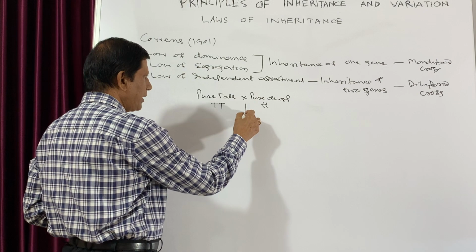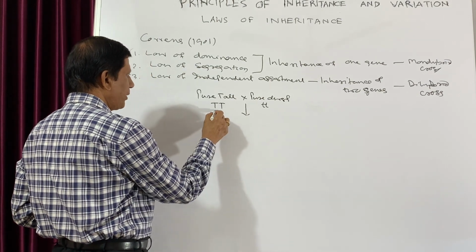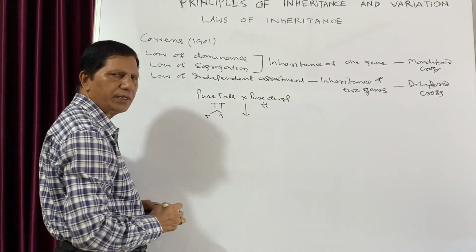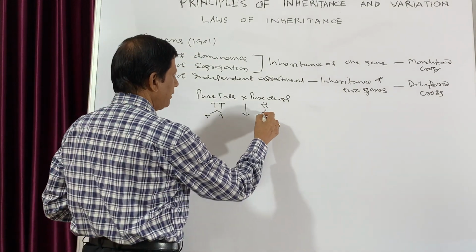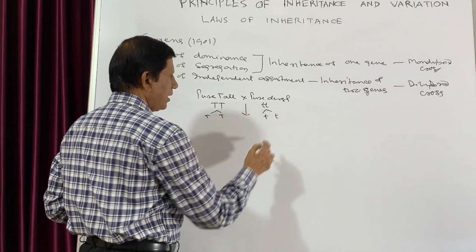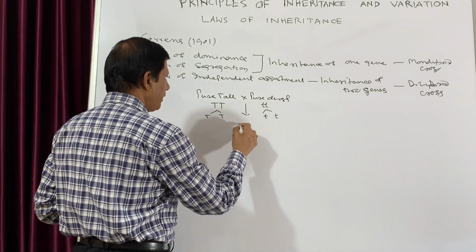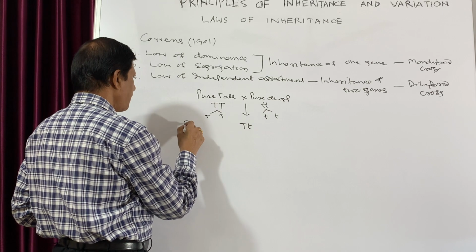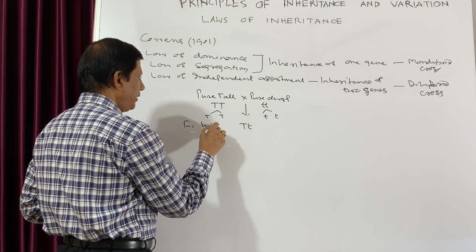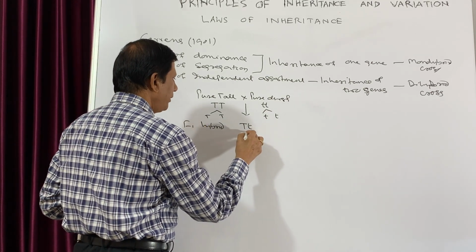When a cross was made between these, they will produce gametes. This one produces gametes of one type, T, and the other produces gametes of one type, small t. When they combine together, the F1 hybrid is formed, and now it became tall.